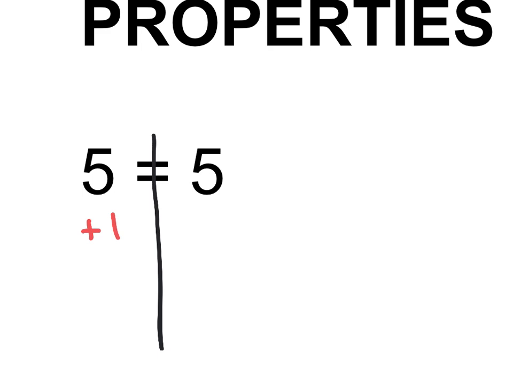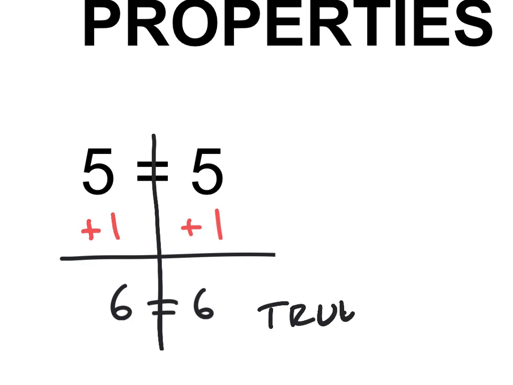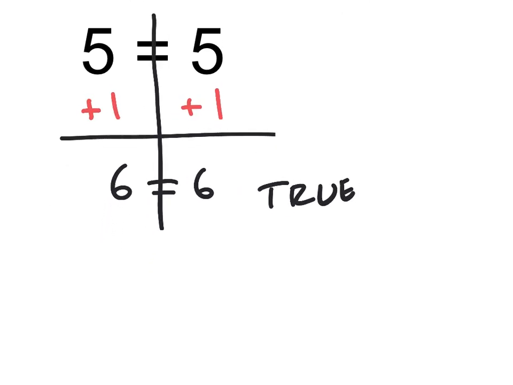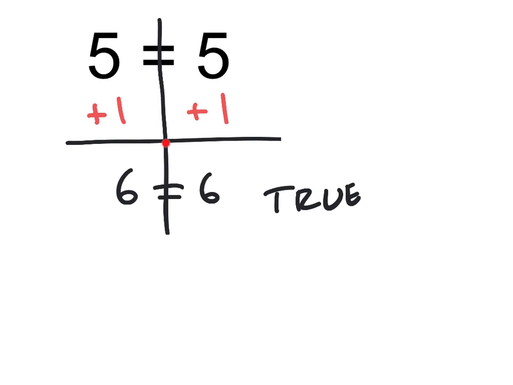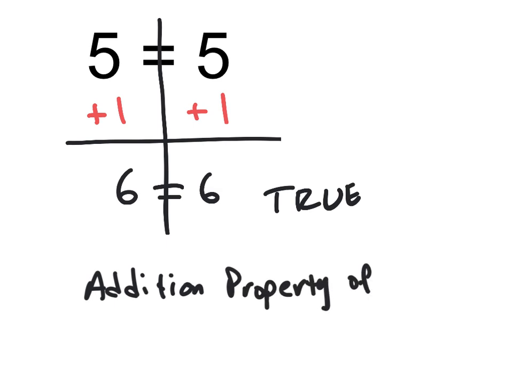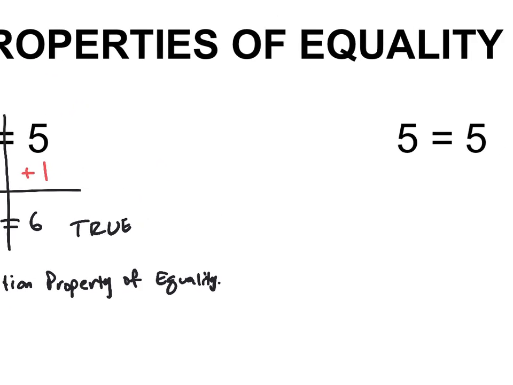And the answer to that question is that I want to add 1 to both sides, all right? So add 1 to both the left and the right, and then I get that 6 is equal to 6, and that is a true statement, okay? So when I add a number to both sides of an equation, that's called the addition property of equality. Okay? All right, now moving on, let's take a look at the next one.